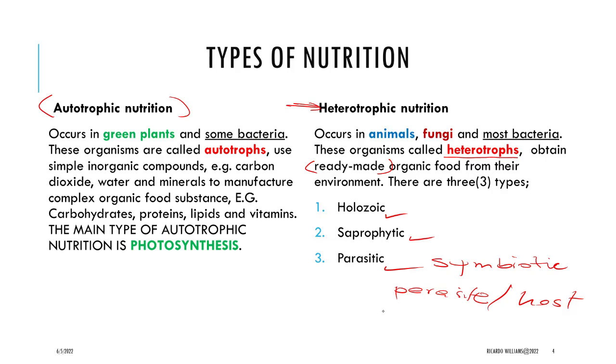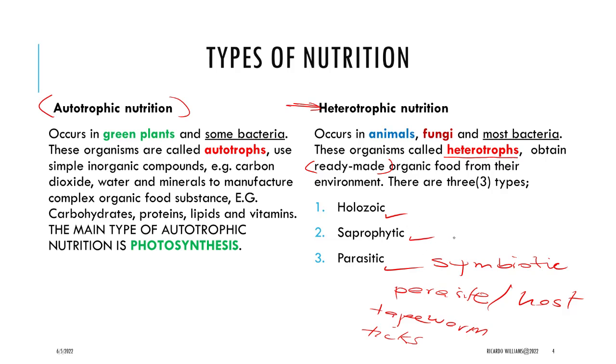So for example, we could have tapeworms in our gut, tapeworms, even a mosquito. A mosquito could be considered a parasite. So if we have ticks, tapeworms, mosquitoes, all of these are parasites and they feed on the host. So these organisms obtain their nourishment and energy from the host.